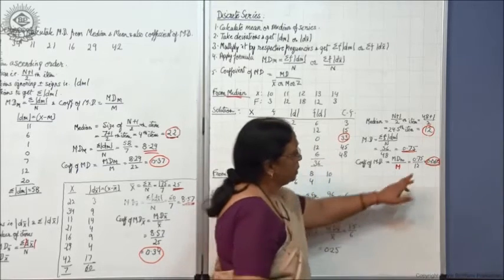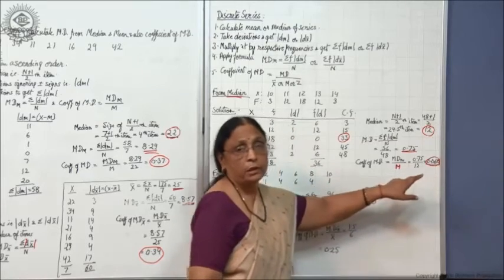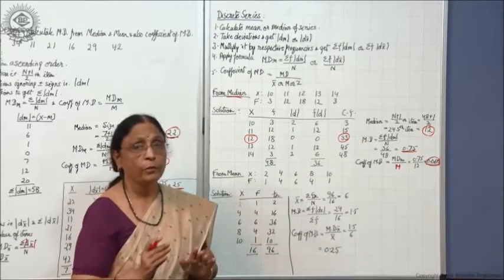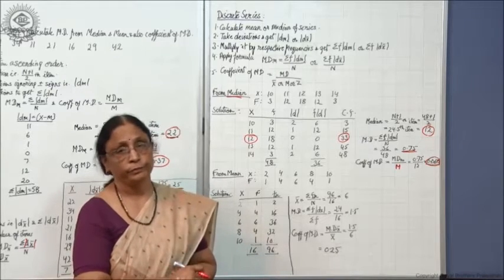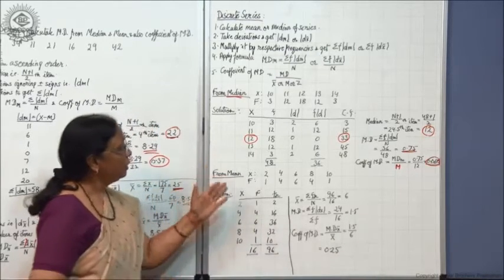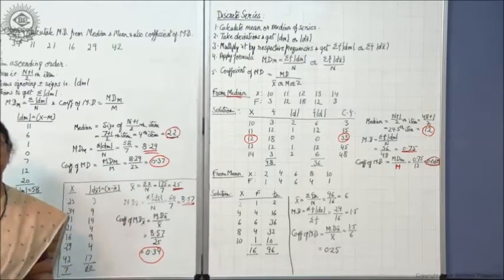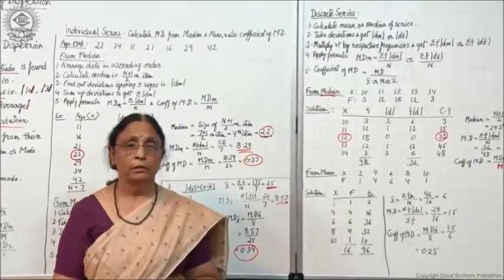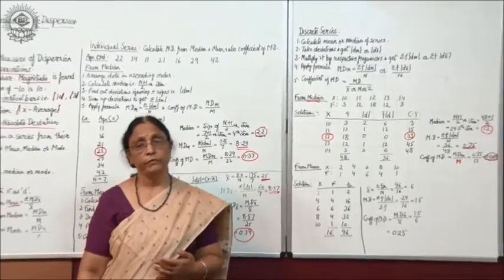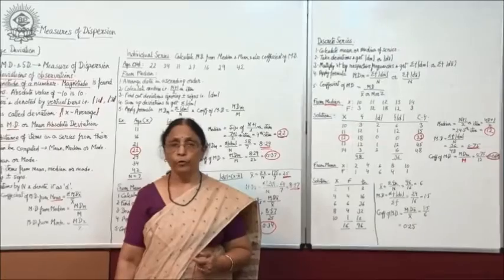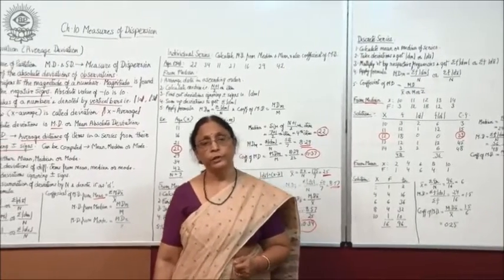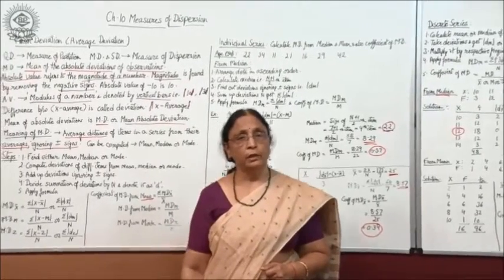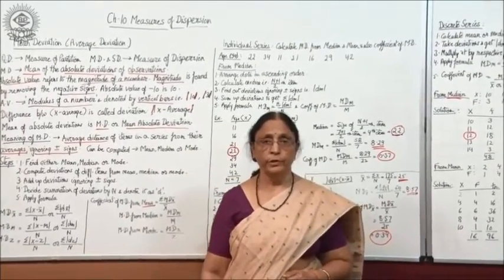That means 0.06, the value of mean deviation is 0.06 away from the actual average. So this way we can calculate the mean deviation or average deviation, either from the mean or from the median, in the case of individual series and discrete series. Next we will take the calculation in continuous series.